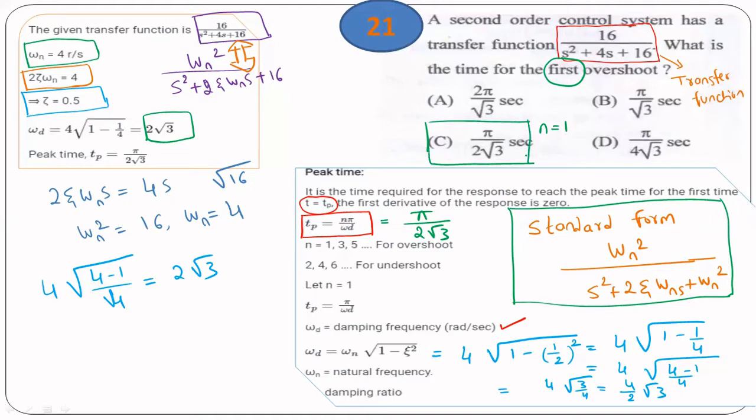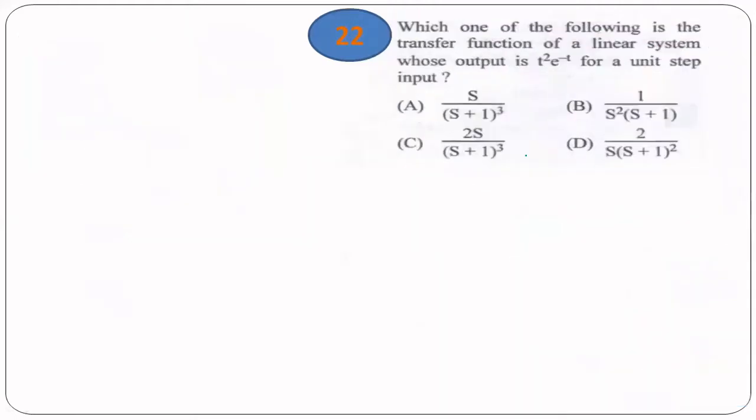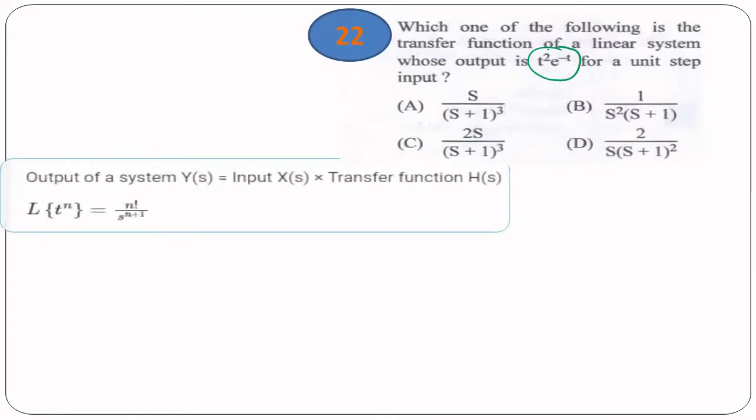Okay friends, we shall move to the next part of the question. It is again with respect to control systems. Which one of the following is the transfer function of a linear system whose output is t square minus t for a unit step input? Let us try to understand the solution.